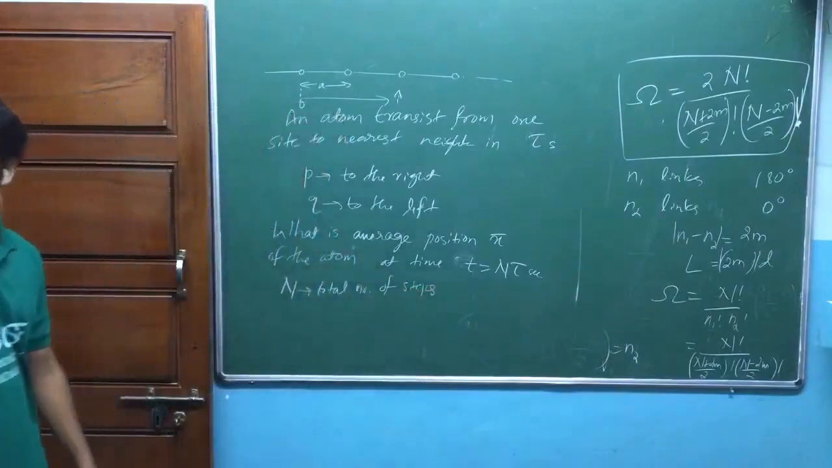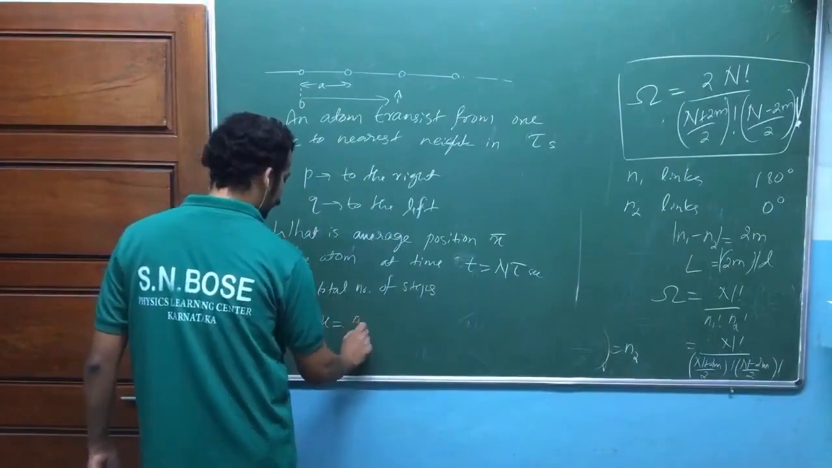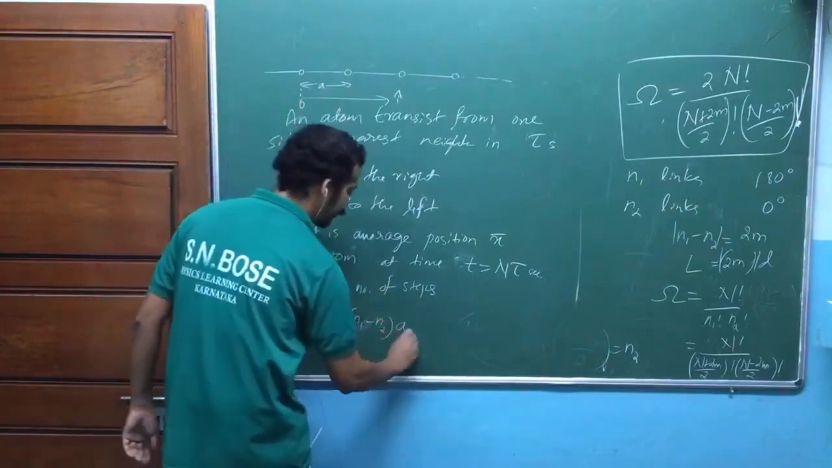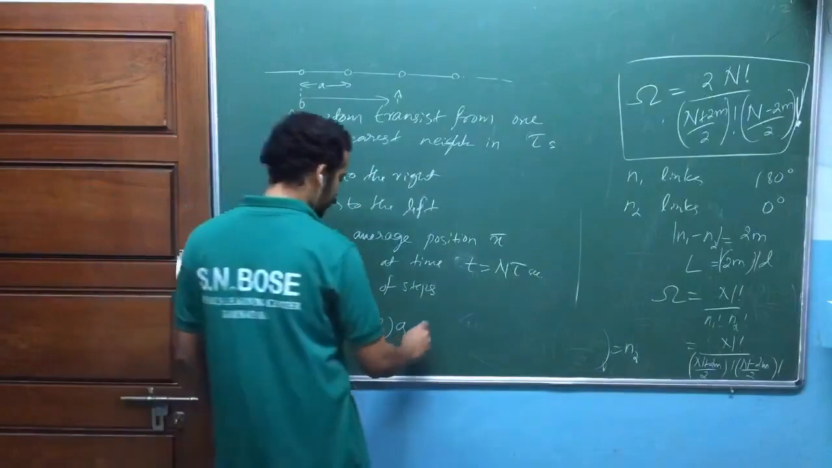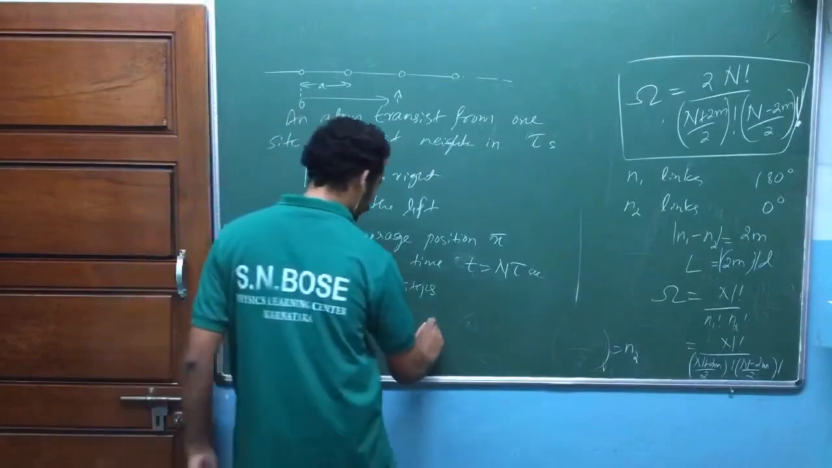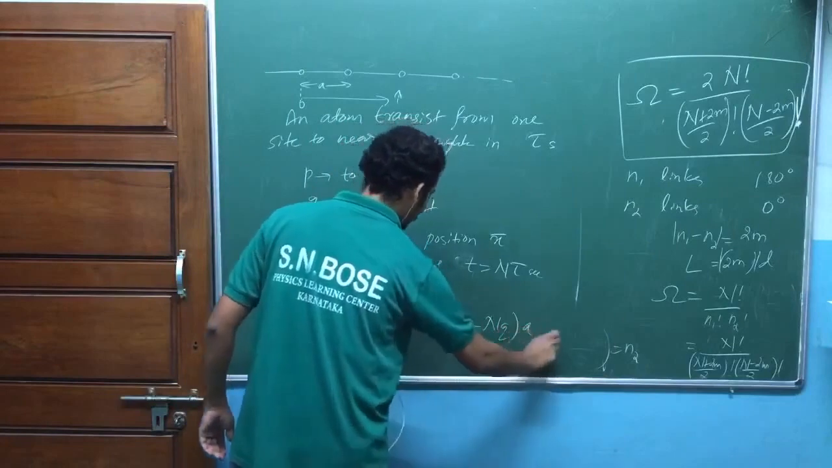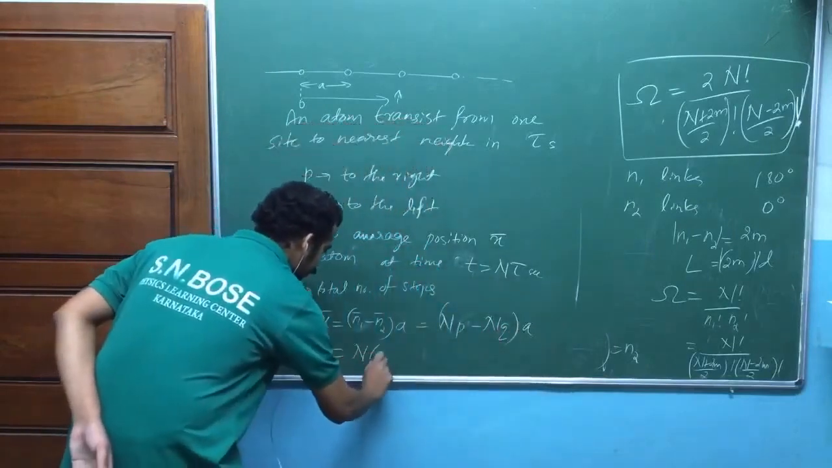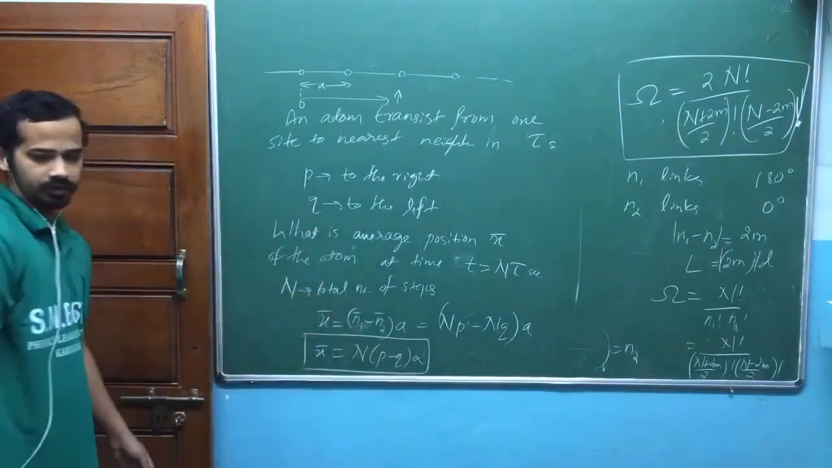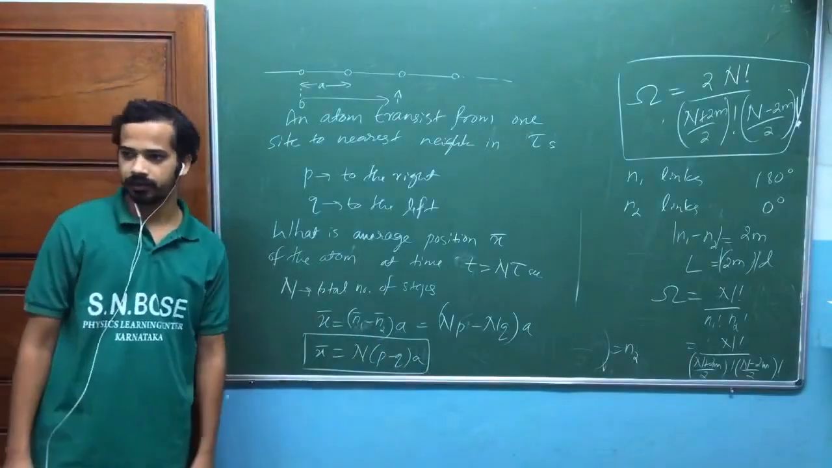Is that okay? Now again, how do you write x here? X is equal to n1 minus n2 into each step of length a. Am I right? So now x mean is equal to n1 mean minus n2 mean into a. How do you write that? N1 mean is n into p, minus n into q, into a. That's equal to n into (p minus q) into a. That's what he's asking. Same random walk problem, but he put different words. Same as the random walk problem.